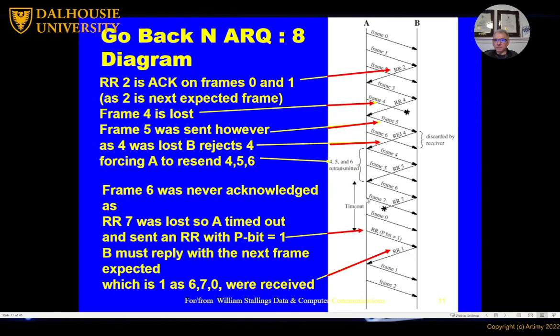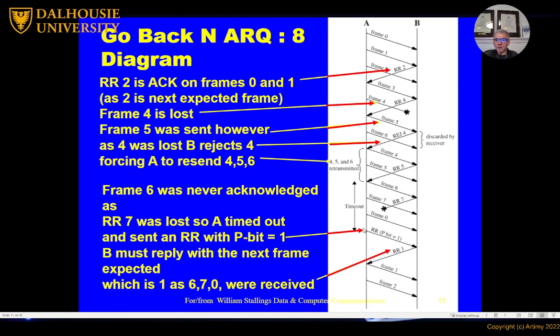In the meantime, A continues sending frames, right? A can send up to the window size of frames without waiting for acknowledgement. So frame 7 is sent, 0 is sent. At some point, A starts wondering, why haven't I received an acknowledgement yet? Because the acknowledgements seem to be coming in certain patterns: RR2, RR4, reject 4.